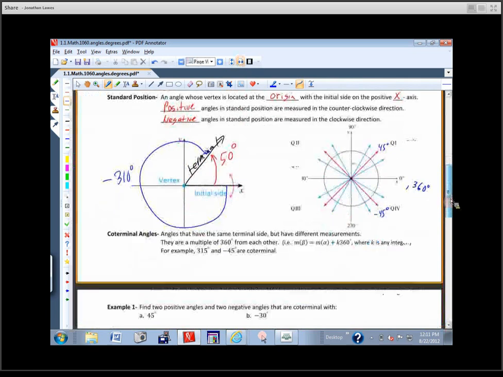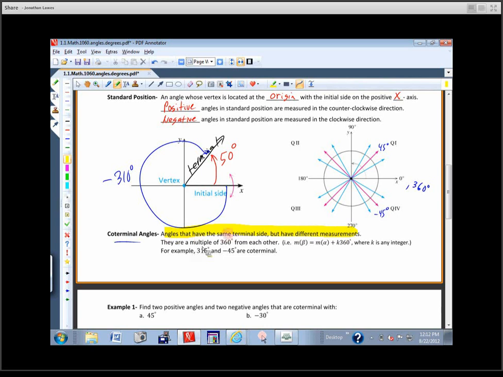So let's take a look at the bottom of the first page. It talks about something called coterminal angles. These are going to come up on the test. It says angles that have the same terminal side but have different measurements are what we call coterminal. So this is the definition of coterminal.